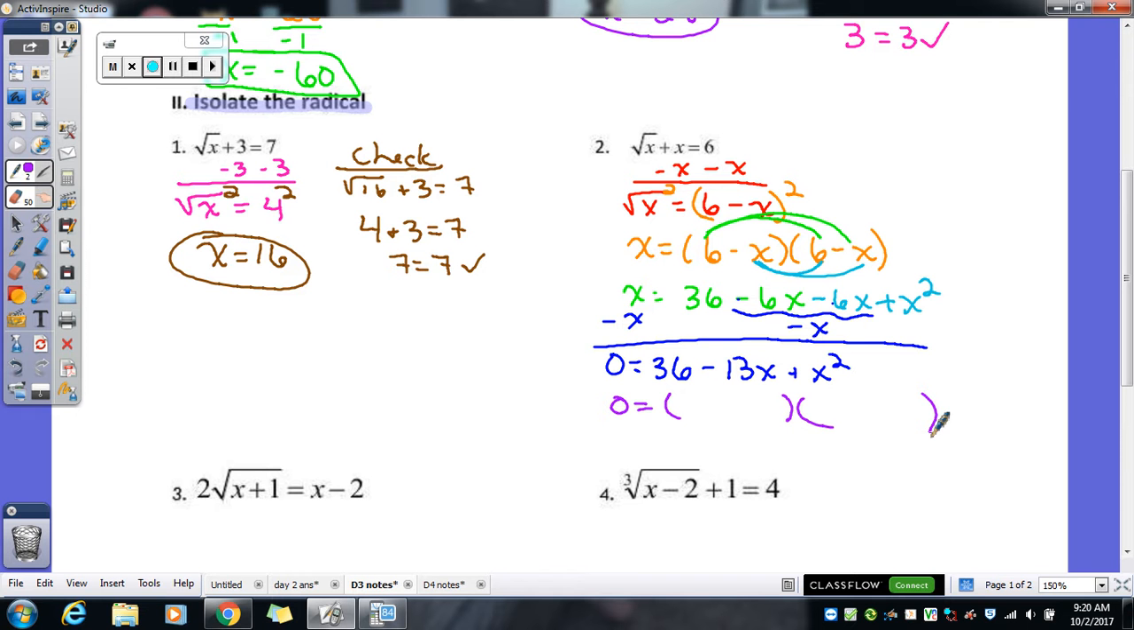Very good, 9 and 4. Our signs are the same. So I get 9 minus x times 4 minus x. Yep. So what do we do next? Very good. Set them equal to 0, just like we were doing in our last day of notes.